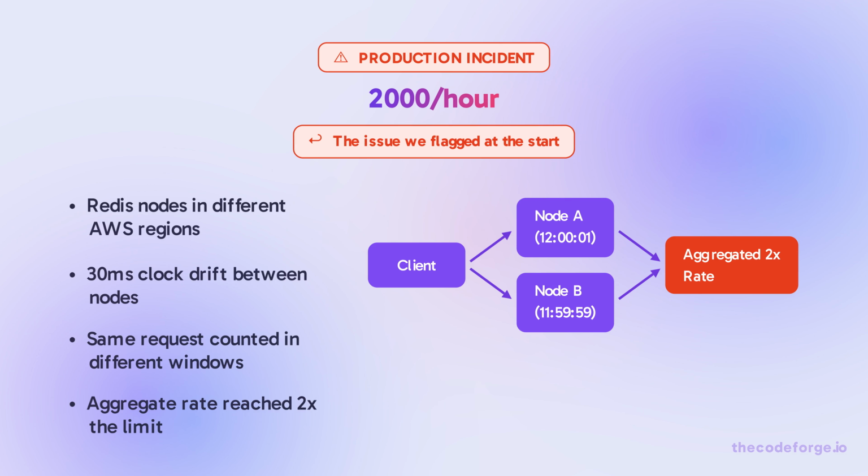This is the same issue we highlighted at the start. Here's exactly why that happened. The rate limiter used local node time for window calculation. Node A's clock was 30 ms ahead of Node B's. A request at 12:00:00.000 on Node A and another at 11:59:59.980 on Node B fell into different windows on each node's local time. Both were accepted, allowing 2x the intended rate.